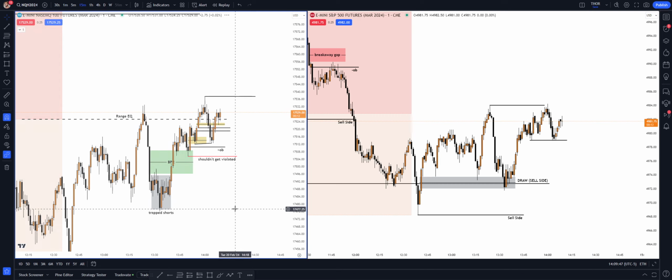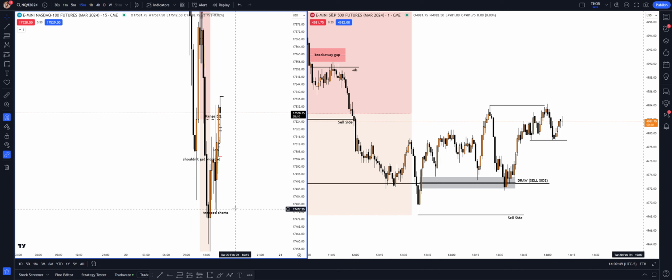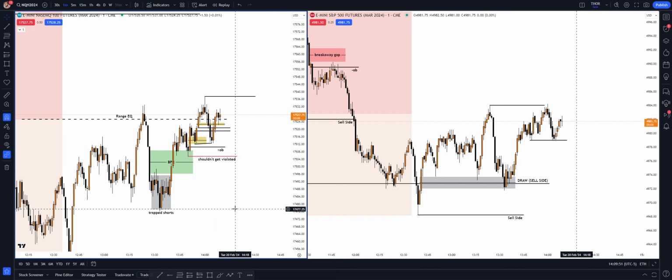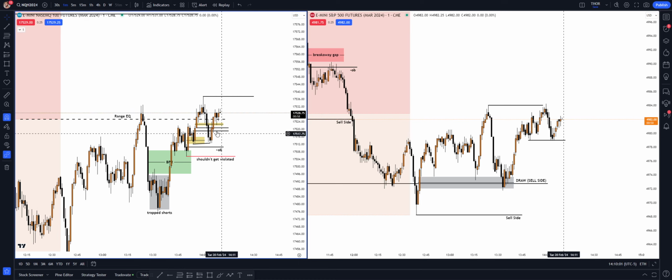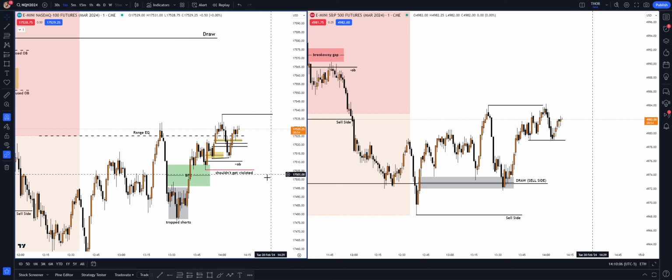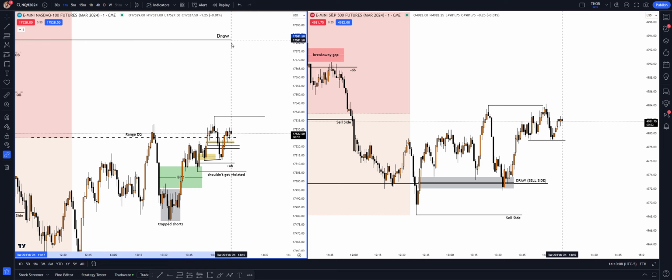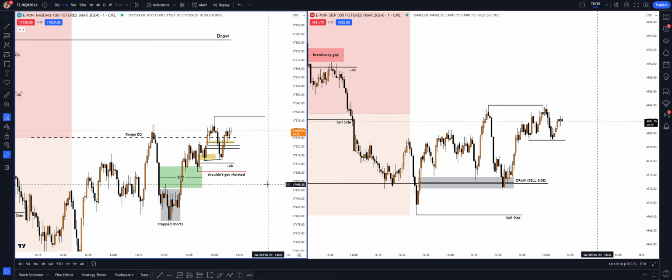Check 15 minute. Yeah, some ugly wick on the 15. And the fact that price is respecting the EQ from above with the bodies, it's just a great sign for the longs in my opinion. Now the 5 minute is open now.